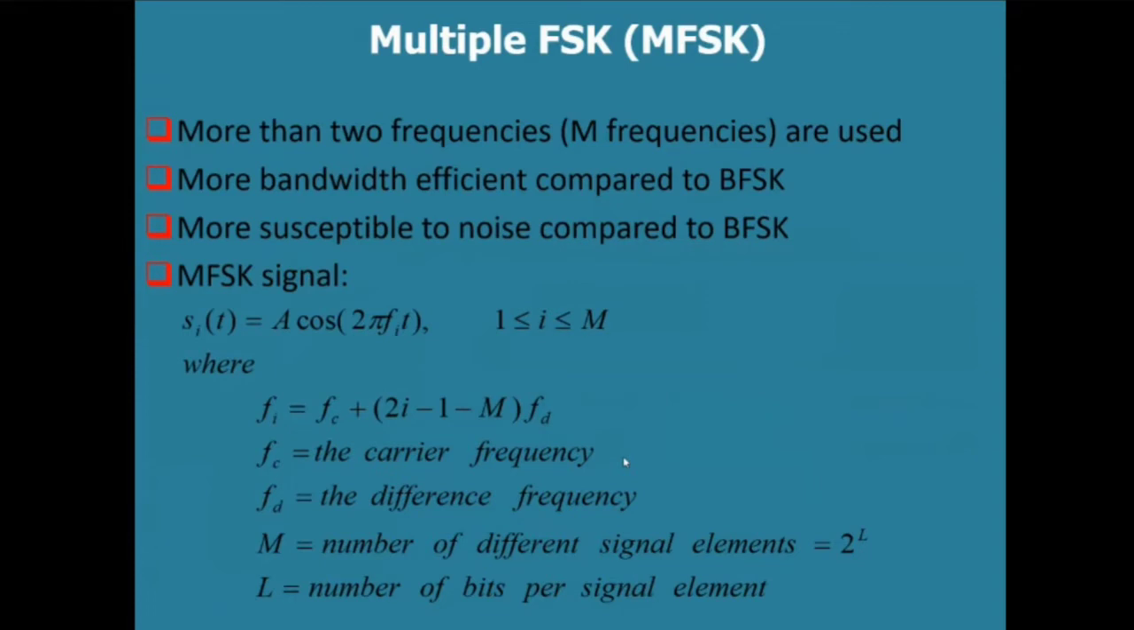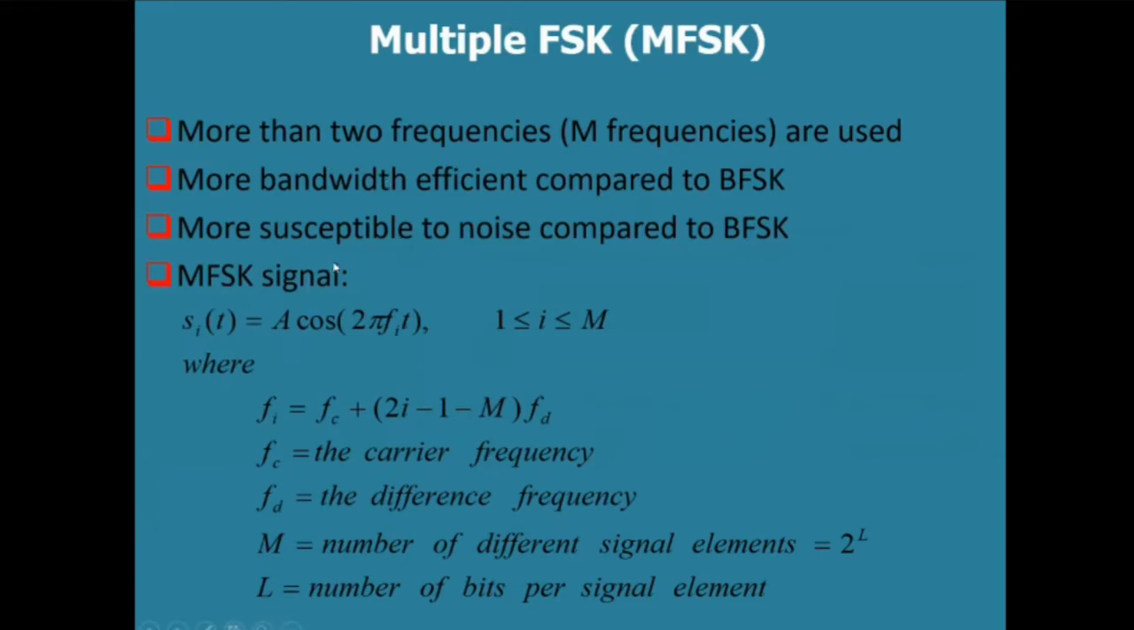Multiple frequency shift keying, otherwise known as MFSK. Here multiple means more than two frequencies. Generally frequency shifting uses two carrier frequencies, but here multiple frequency means M number of frequencies, where M may be any value more than two. It is more bandwidth efficient compared to BFSK because we are using multiple frequencies, and more susceptible to noise compared to BFSK.